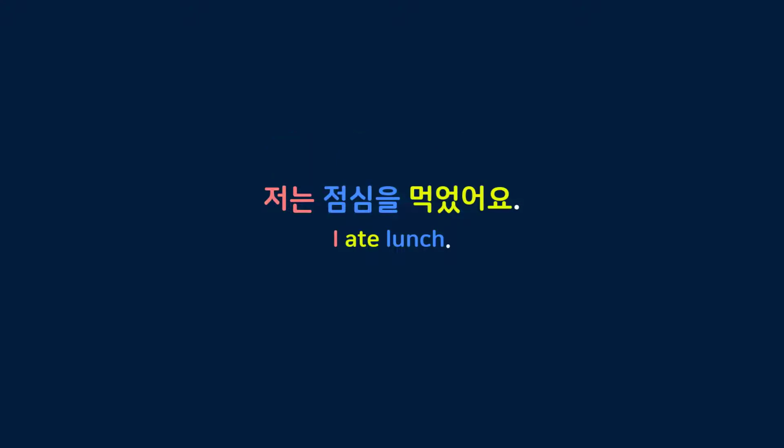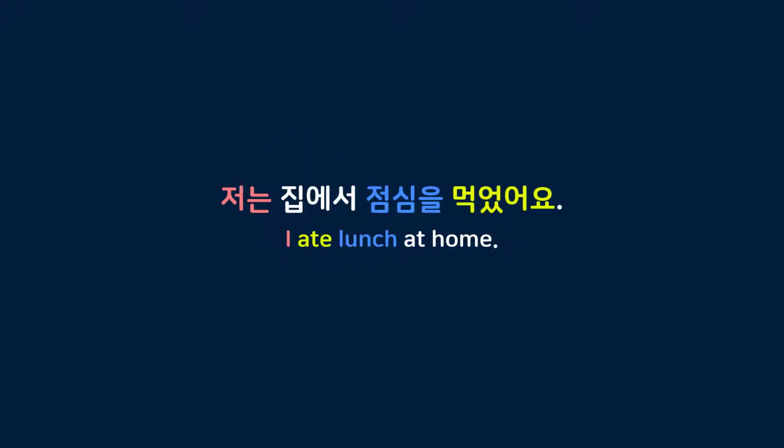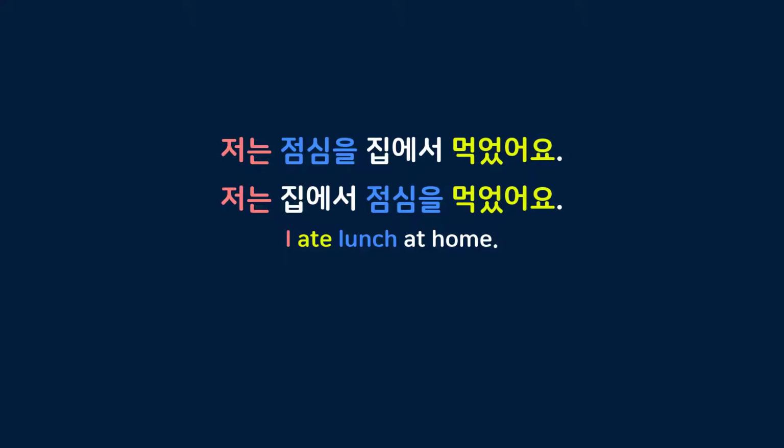Let's now expand the sentence and say, I ate lunch at home. 저는 집에서 점심을 먹었어요. In this sentence, 집에서 means at home. And generally, this is the most common position for what's called a prepositional phrase, 집에서, at home. It usually comes after the sentence subject or the topic and before the object of the verb. However, this is not a fixed position, and this sentence can be written like this. 저는 점심을 집에서 먹었어요. So as you can see, we can change the position of the object of the verb 점심을, lunch, and 집에서, at home.